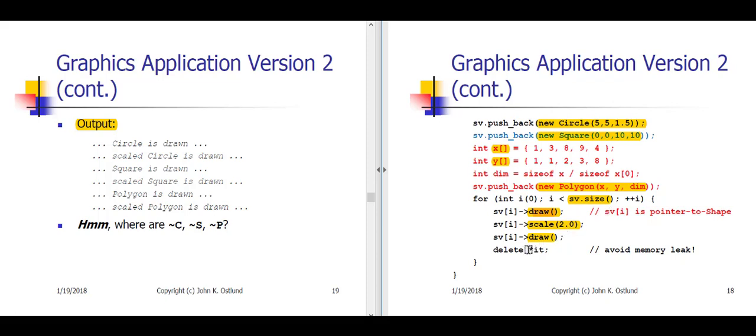But here, when we say delete SV sub I, which we should have SV sub I here instead of *IT, that will delete the memory that was allocated with new and invoke the destructor for the class. But we didn't specify any destructor for the shape class at all, and we certainly didn't specify the destructor for the shape class as virtual, which would cause the correct derived class destructor to be called. So we need to fix that flaw, and we show that on slide 20.